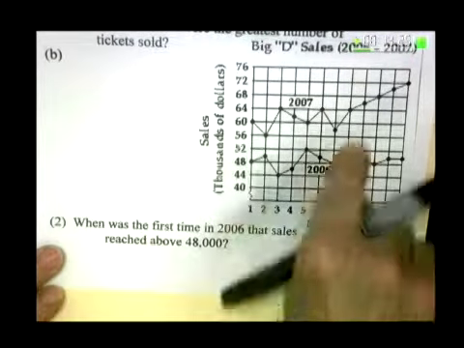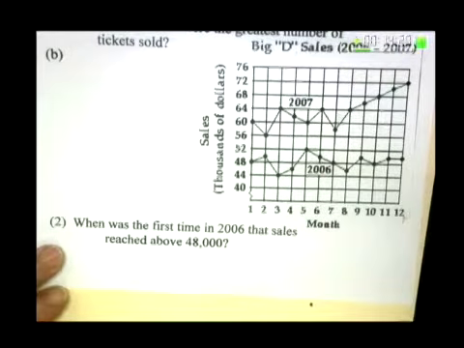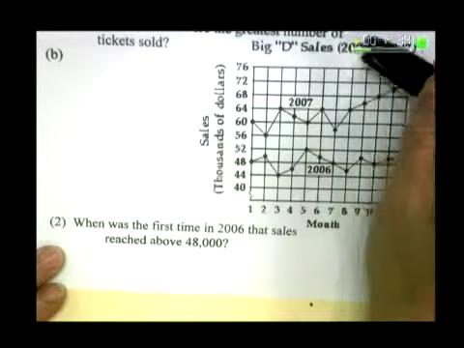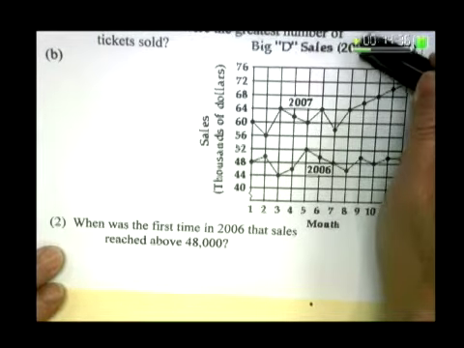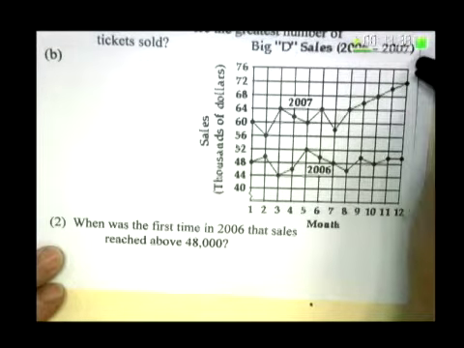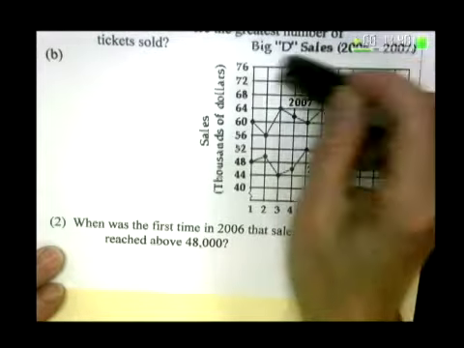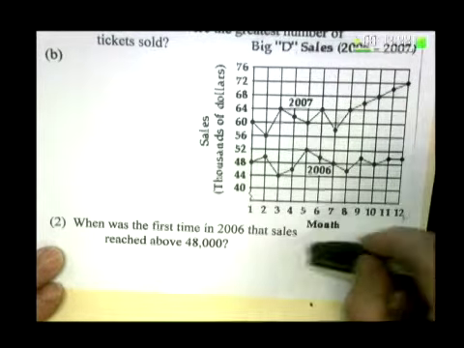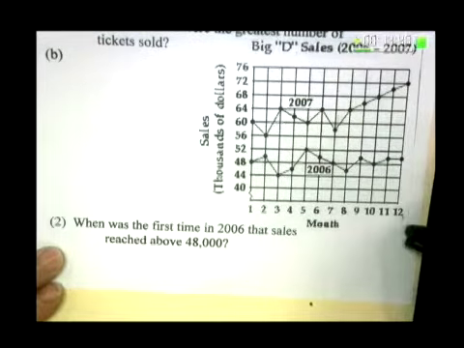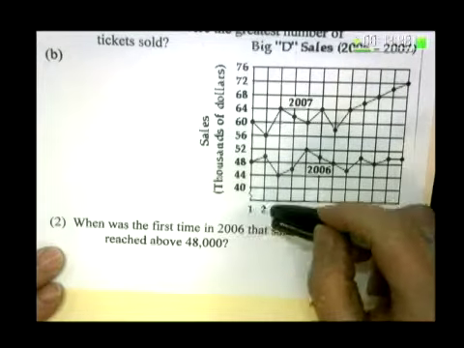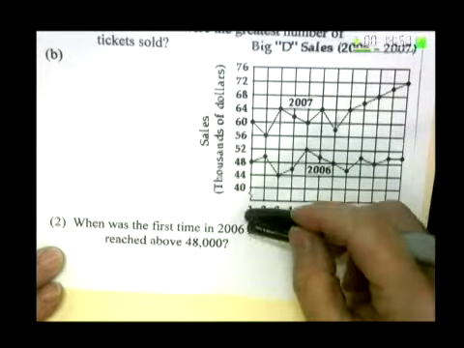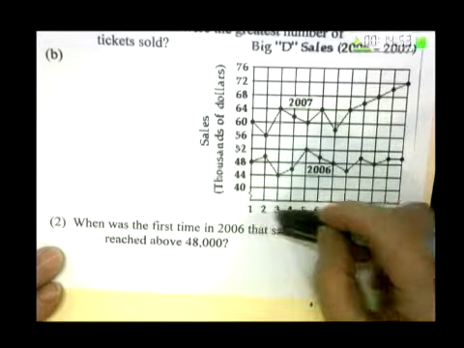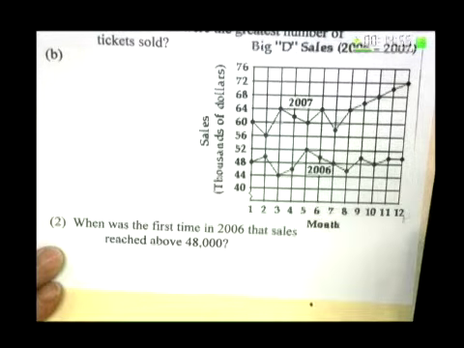Okay, I'm going to look at the graph first. Every graph should have a label, a title, and the two axes. Big D sales from 2006 to 2007. Big D, okay? And across the bottom, it says months. So I have month 1, month 2, month 3. I don't know if month 1 is January. It's just a different month in order.